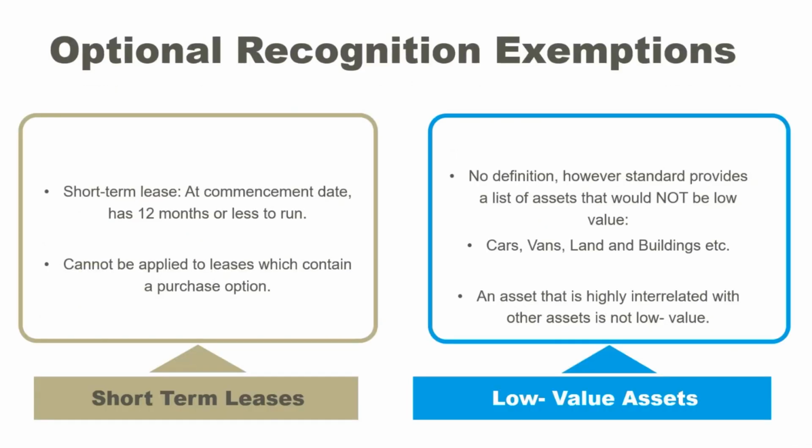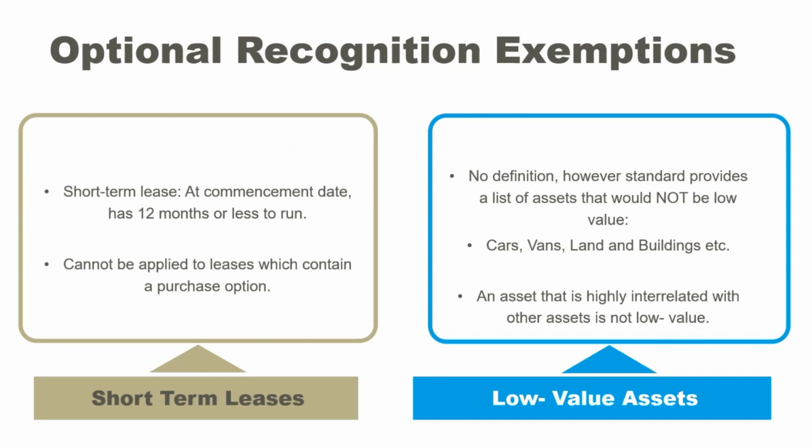So what do we mean by short-term leases? Those are leases that from the commencement date have 12 months or less to run. Now, the FRC are quite prescriptive in terms of what meets the definition of short-term and what doesn't. So, for example, it can't apply to leases which contain a purchase option within them, or where you have an 8-year lease, for example, but you have break clauses at each 12-month point.